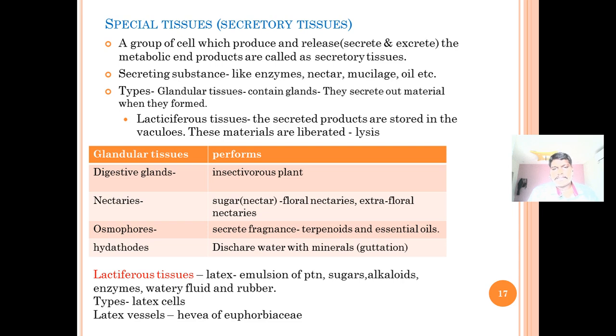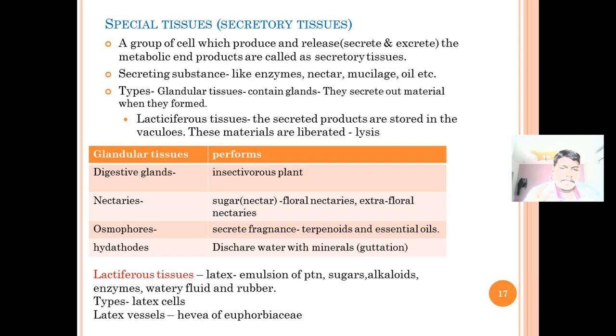Floral nectar is found in the floral parts of a flower, especially the calyx, corolla, androecium and gynoecium. If it is present there, that is floral nectar. If the nectar is present in extrafloral regions, especially the petiole and peduncle, that is extrafloral nectar.